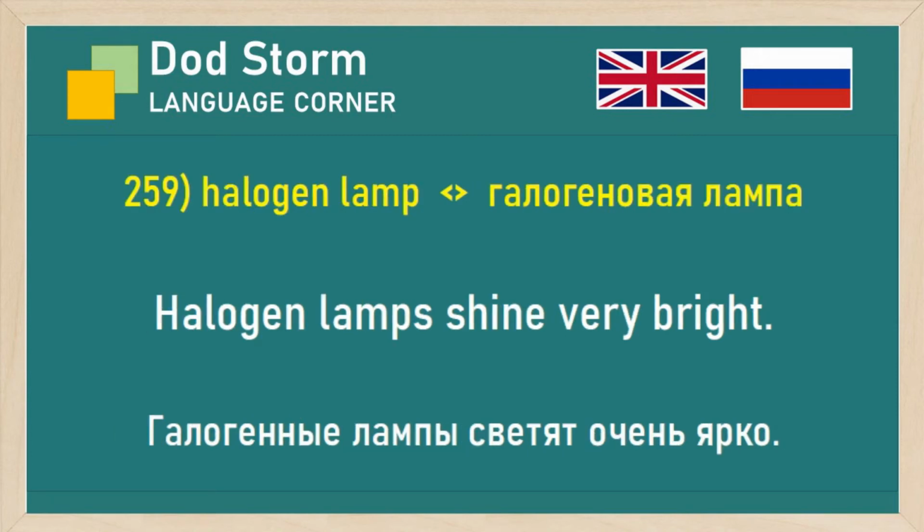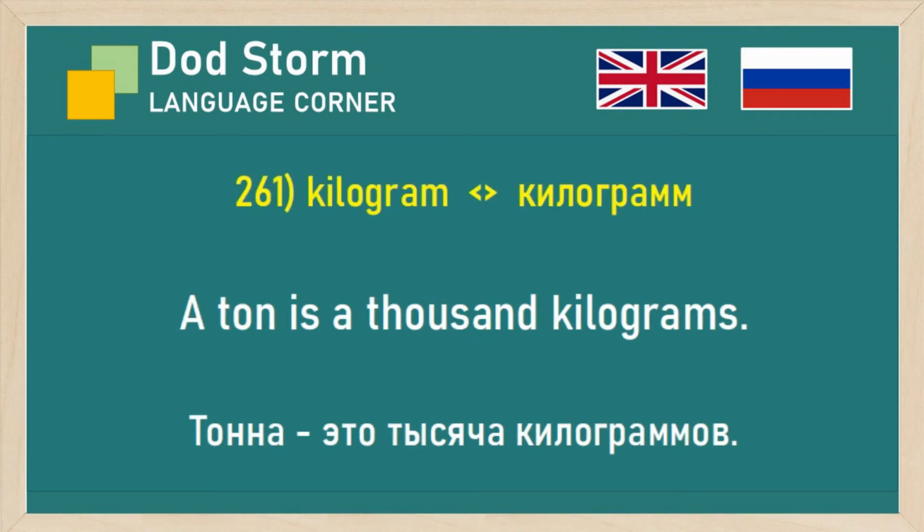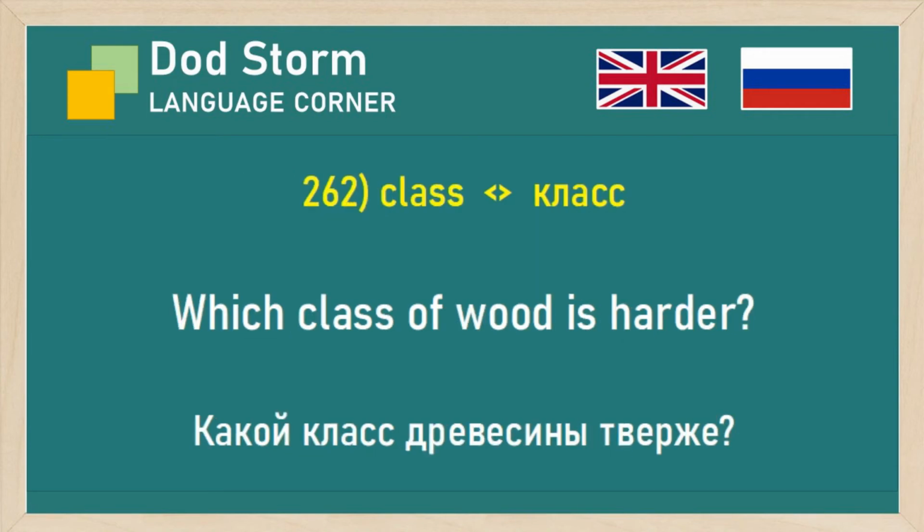Halogen lamps shine very bright. The hardware is getting cheaper. A ton is 1,000 kilograms. Which class of wood is harder?